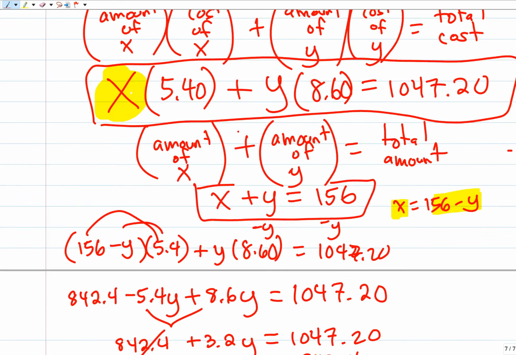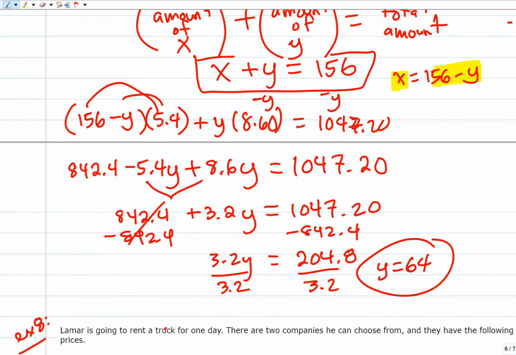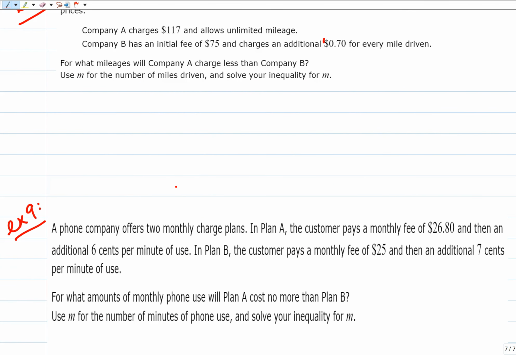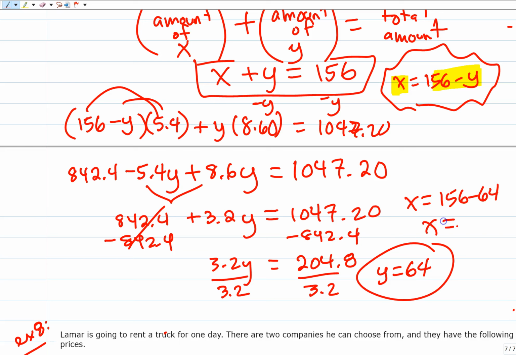What was the question? Did we just find how many child tickets? Yes. No, you didn't, you liars, right? You just found y. You found the adult. Don't freak out. Look, y is 64, and up here, we figured out x is 156 minus y, isn't it? So if there were 64 adult tickets, then what is 156 minus 64? Come on, answer this question. You're good. 92. There were 92 stinky kids at this thing. Does that make sense?